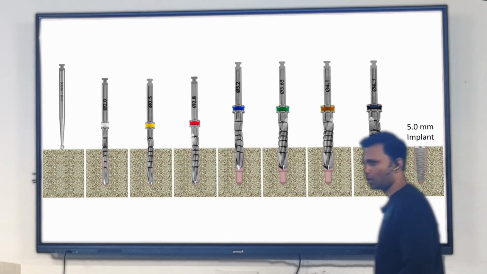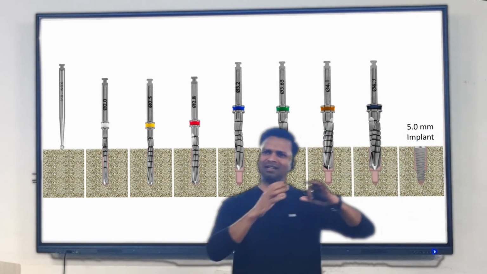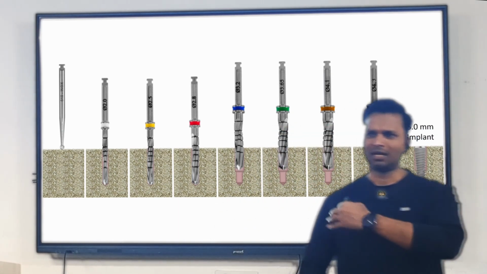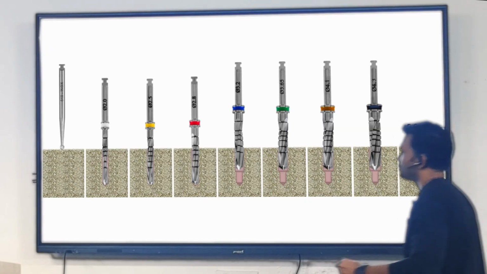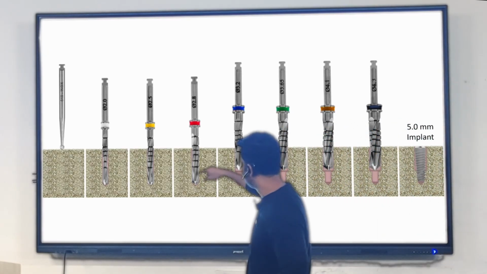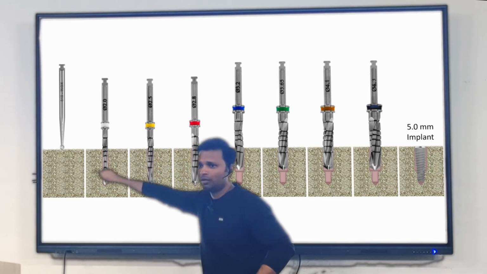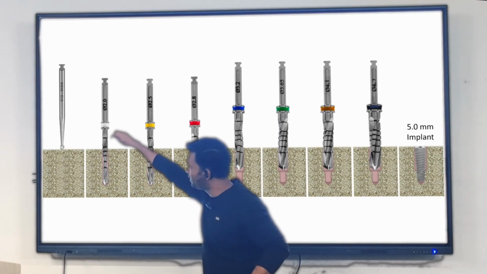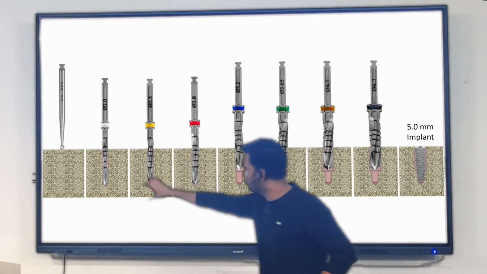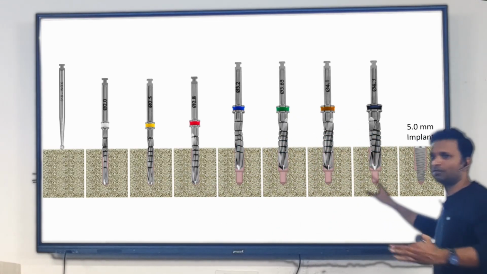If the angulation is not correct, there is something called the Lindemann drill. I'll show you the images in the future slides. That drill is side cutting. These are end cutting drills, but the Lindemann drill is side cutting. Suppose this angulation is going a little off. What you can do is use a Lindemann drill and correct the angulation, and then you can expand the diameter of the osteotomy.